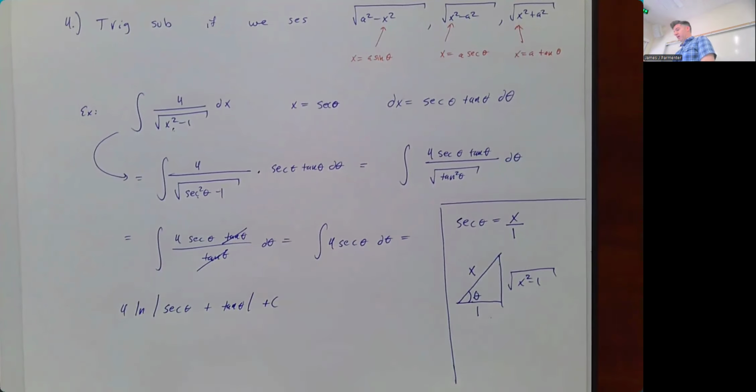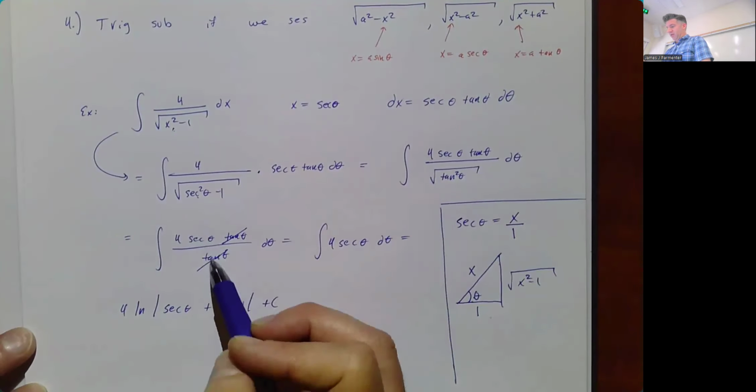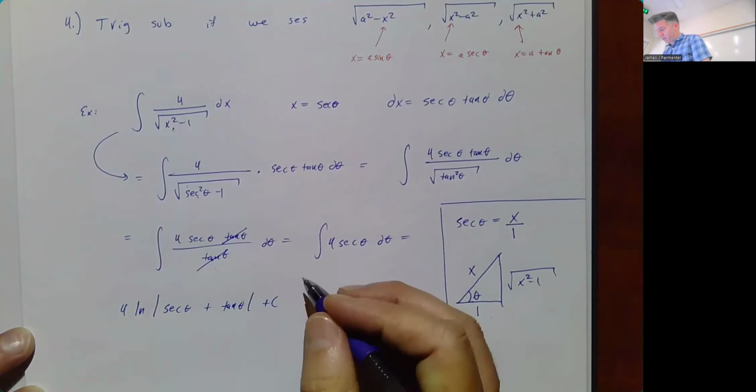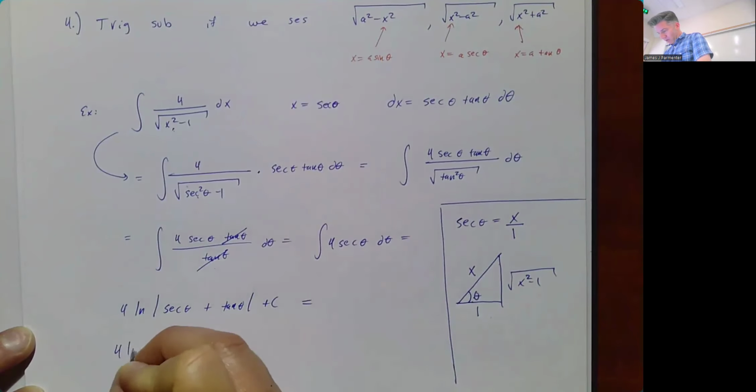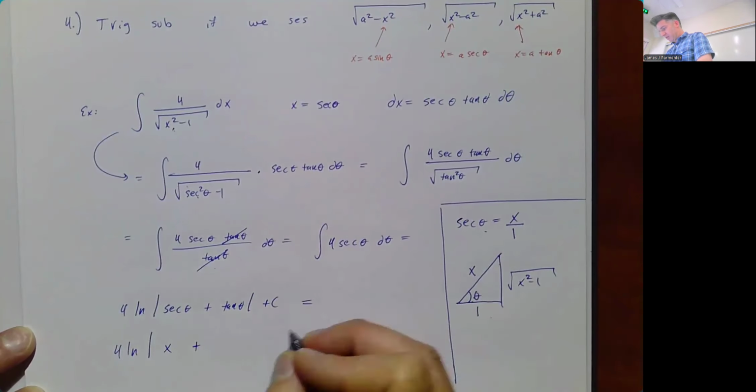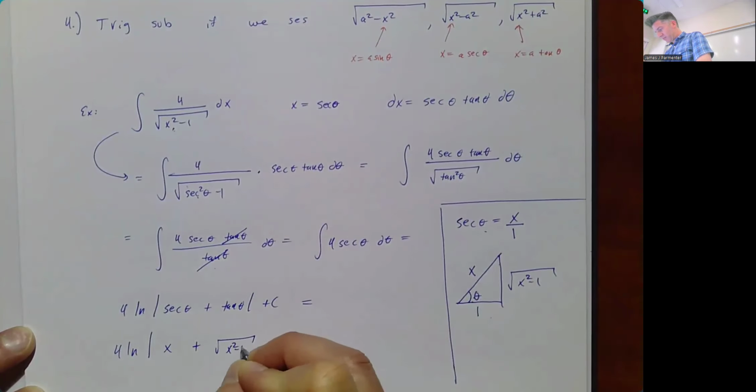Here you probably could have actually not drawn the triangle and figured it out still, because technically your tangent theta is right there. You can be like, oh, it's x flat, but I like drawing the triangle. So we get the natural log of the absolute value of secant theta, which is x, plus tangent theta, which is the square root of x squared minus 1.